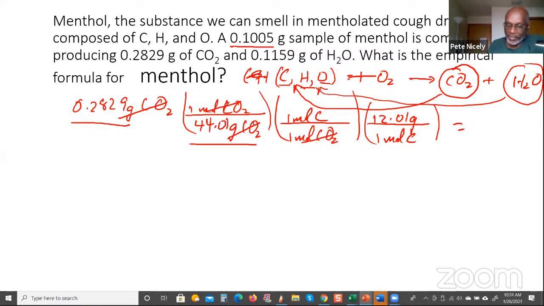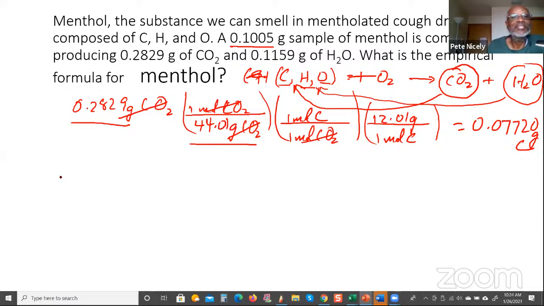Let me do that work here. Please work with me and do the calculation to ensure that I'm doing the right thing. 0.2829 divided by 44.01, then multiply by 1, multiply by 12.01. According to my calculation, that gives, how many sig figs? 4 sig figs. 0.07720 grams. That would be the mass of carbon present in that compound.